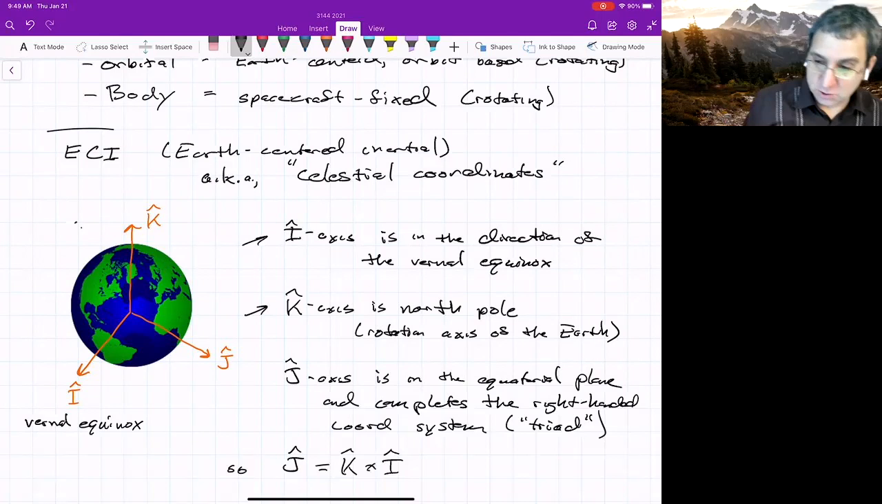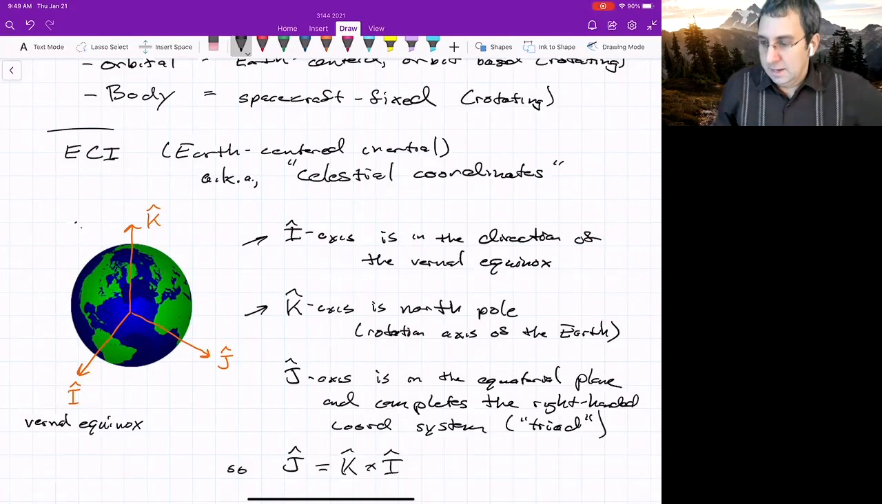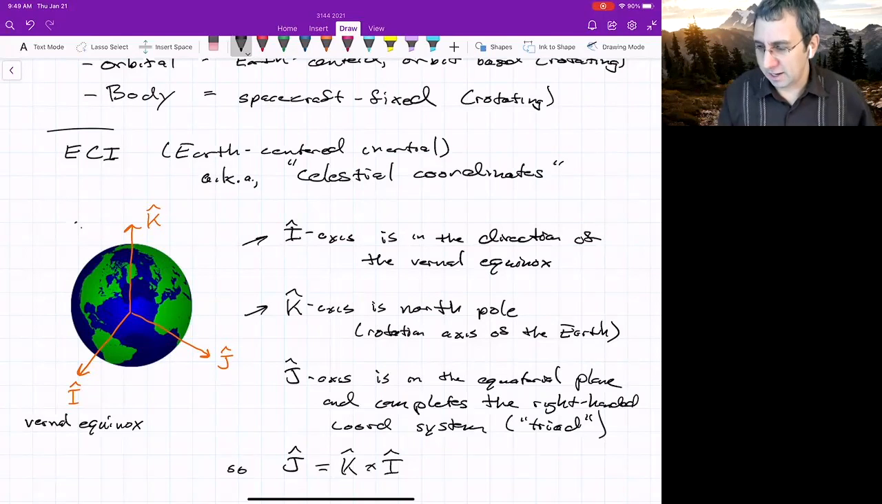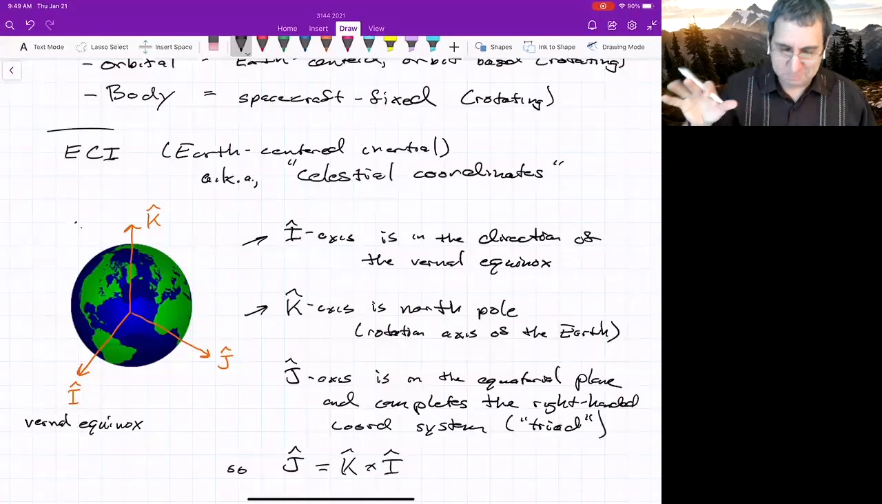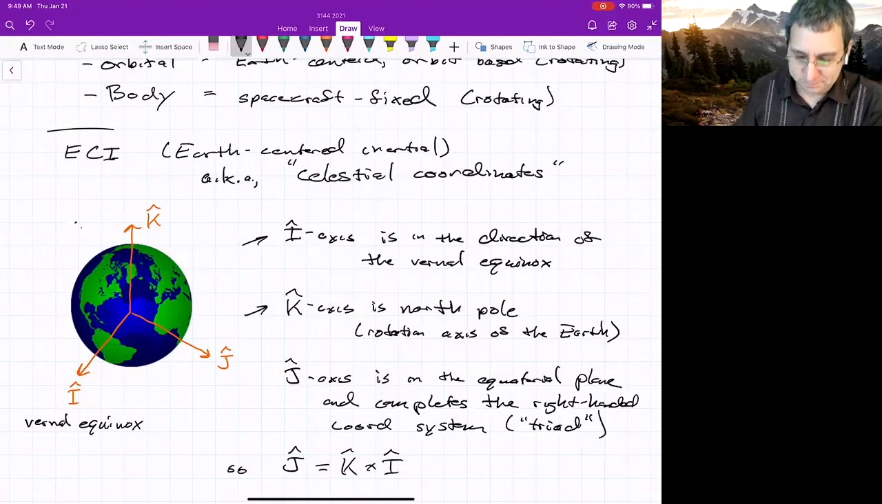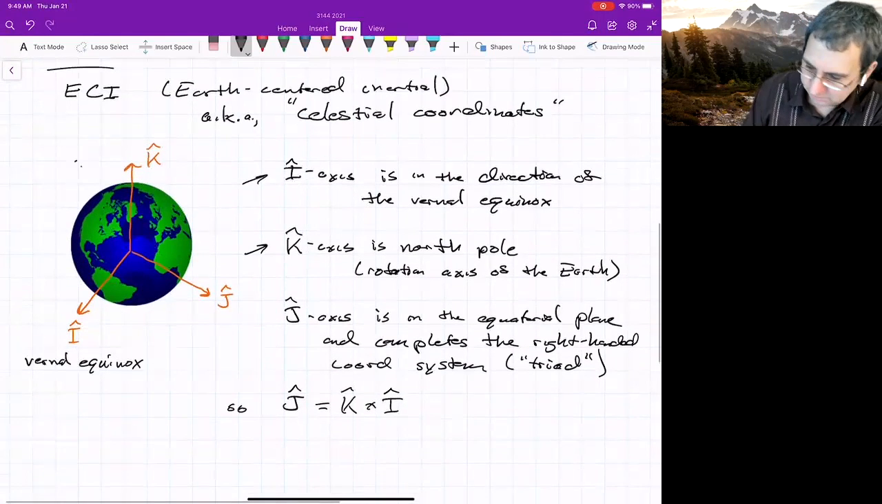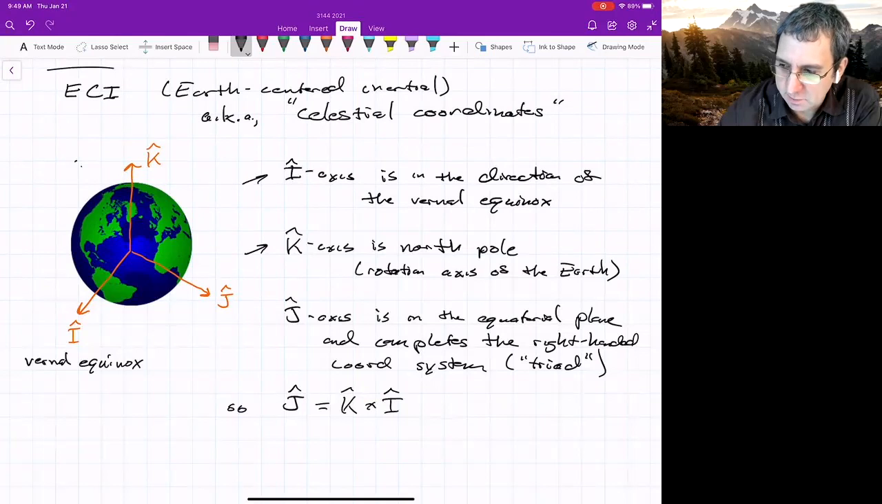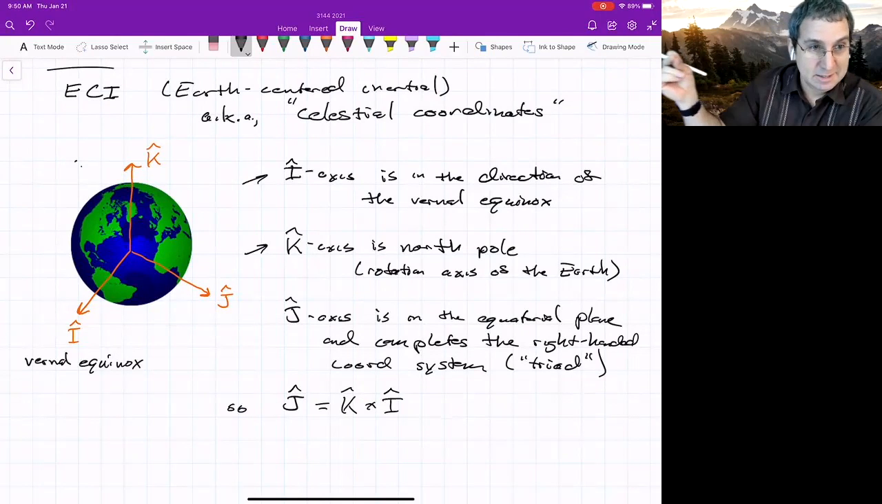So these are the celestial coordinates. They are inertially fixed. And you might say, well, hold on. The Earth's going around the sun and the sun's going around the galaxy. Forget about that. It's good enough. So that's convenient for doing the celestial mechanics of things going around the Earth.